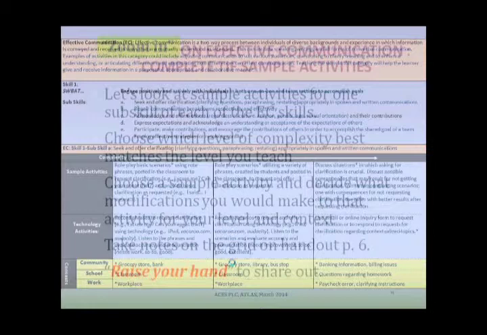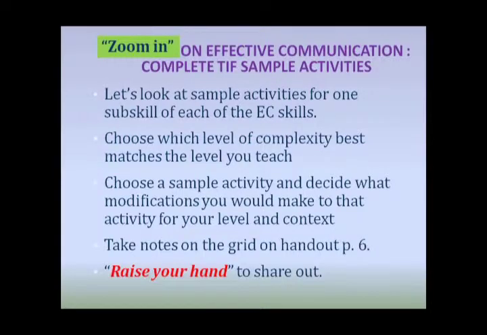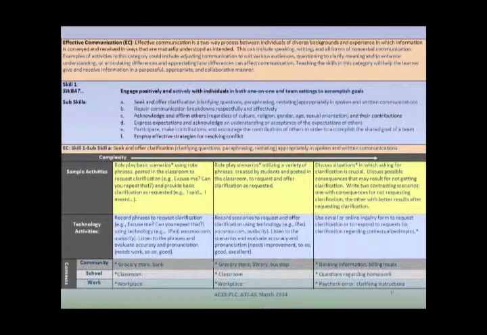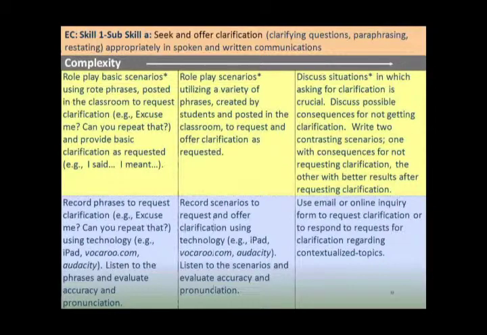We're going to go through each one. What you need to have from your handout for sure is page 6, and that is the grid. If you look at that now on page 6, we're going to look at the sample activities. We'll do the first one together. So again, this is the one I showed you earlier with the role play, the scenarios at the 3 different levels. And I'll zoom in on that so you can see it a little bit better.